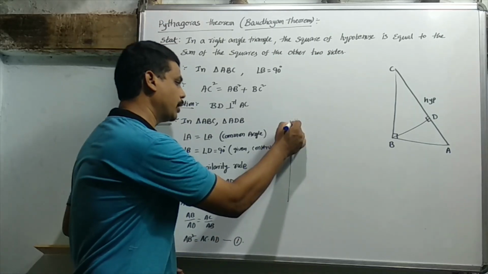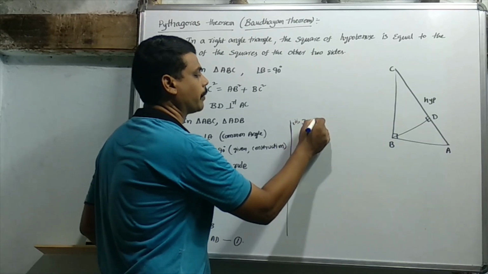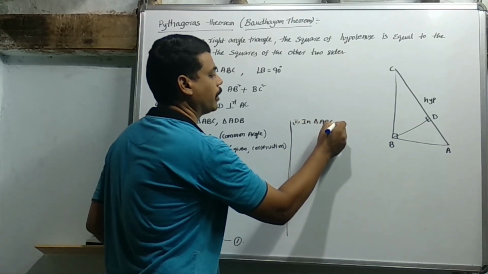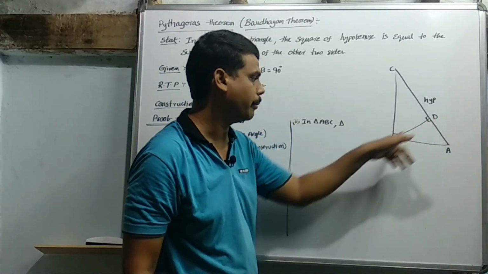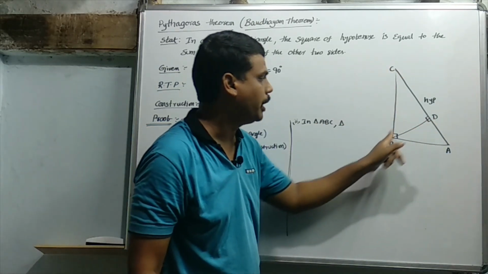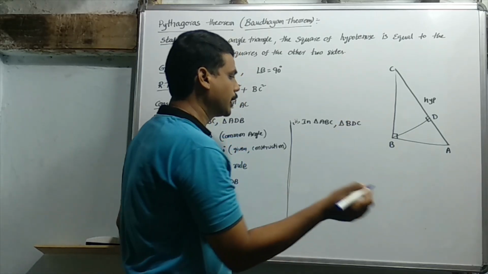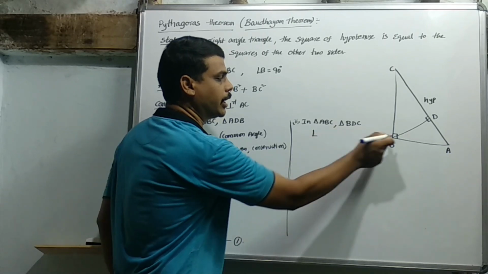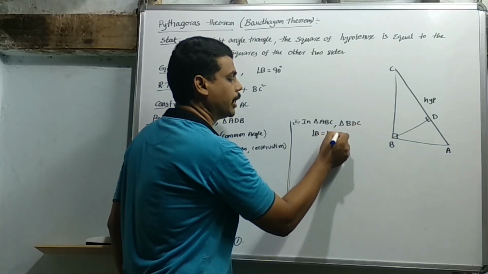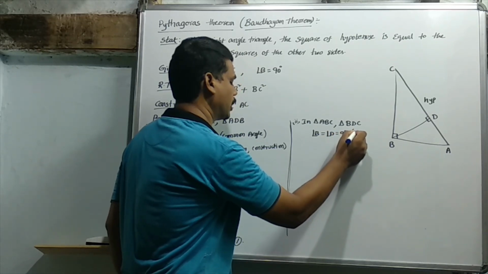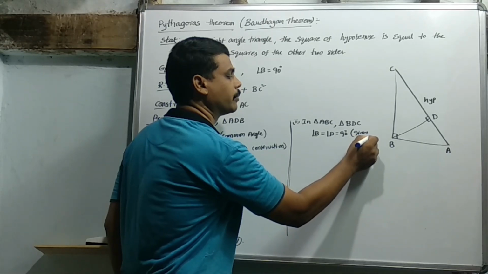Now I have to take one more step in triangle ABC, and one more triangle I have to take in. One is that ABC is the big triangle, BDC is another triangle I have to take in. In the same condition, here in triangle ABC angle B equal to 90 degrees, and in this angle D equal to 90 degrees. So this is the construction and given.